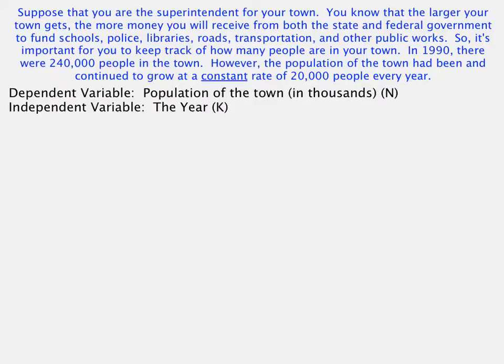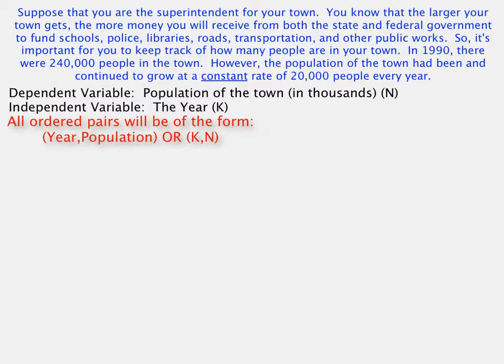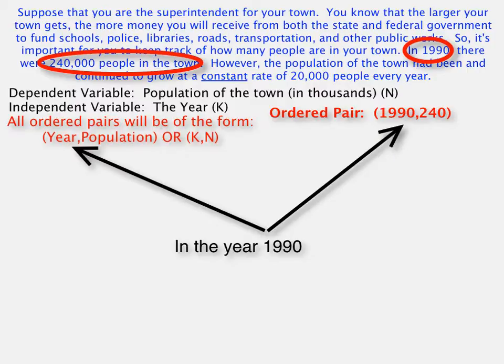Okay, so my claim is we have one piece of data about in what year what the population of the town was. In 1990, there were 240,000 people in the town, and my claim is we can make an ordered pair out of that piece of data. And note, all of our ordered pairs are going to be of the form k, n, right? Year, population in thousands. So my claim is we can take this piece of data and write it as an ordered pair, 1990, 240.